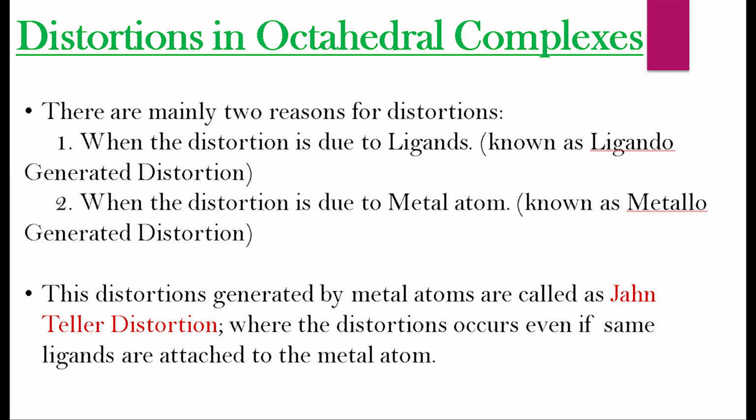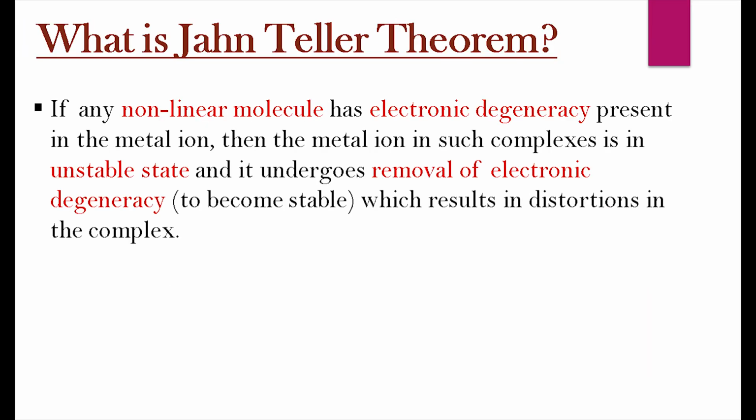Distortion in octahedral complexes. There are mainly two reasons for distortions. 1. When the distortion is due to ligands, it is known as ligand-generated distortion. 2. When the distortion is due to the metal atom, it is known as metallo-generated distortion. The distortion generated by metal atoms is called Jahn Teller distortion, where the distortion occurs even if the same ligands are attached to the metal atom.